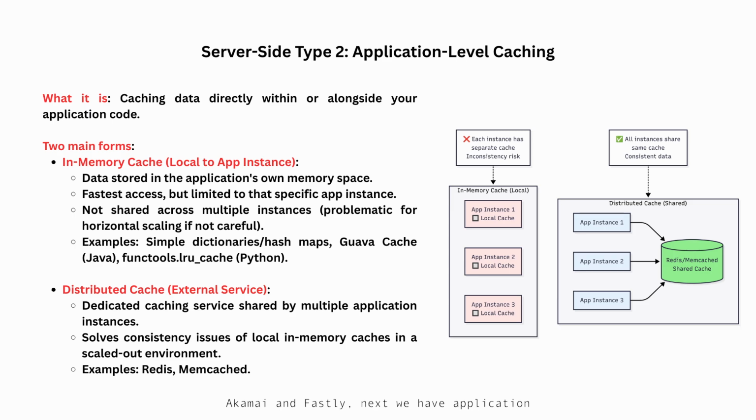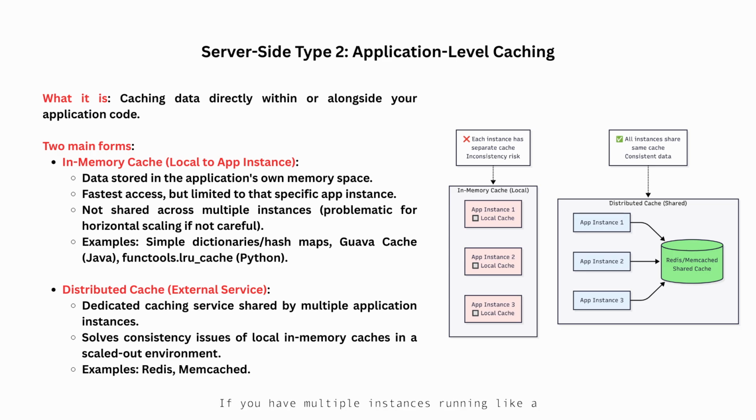Next, we have application level caching. This is where you, as a developer, implement caching logic directly within or closely alongside your application's code. This can take two main forms. In-memory cache is where you store your application's cache data within its own RAM. It's extremely fast because there is no network call involved. However, this cache is local to the specific instance of your application.